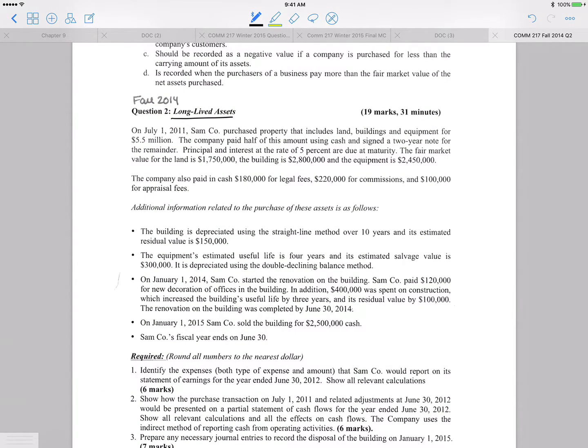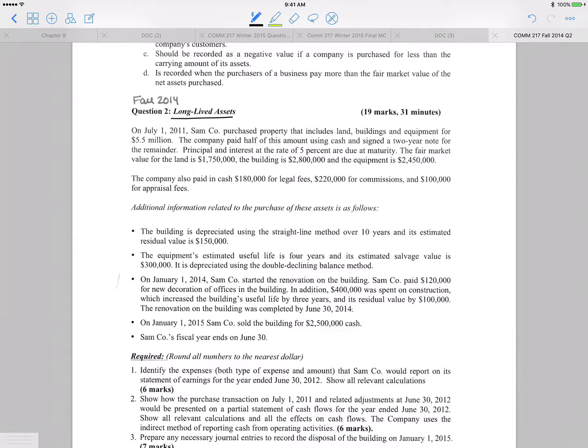So it's a question about long-lived assets, so we're going to probably have an acquisition, some depreciation to record, possibly a change in estimates, and possibly a disposal, which is the normal cycle of a long-term asset. We buy it, we use it, we change estimates sometimes. Sometimes there could be an impairment, and at the end of its useful life, it's either retired or disposed. Okay, so that's the normal life cycle for an asset.